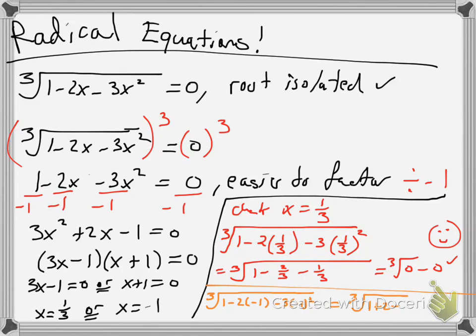Checking -1 is a bit easier. And again, we get 0 and a smiley face. So both of those answers are good. Okay, let's look at another example.